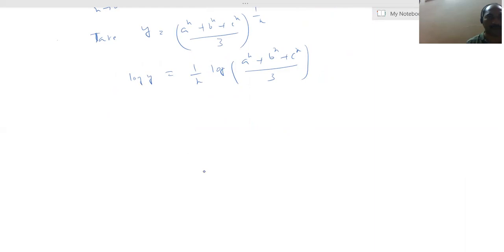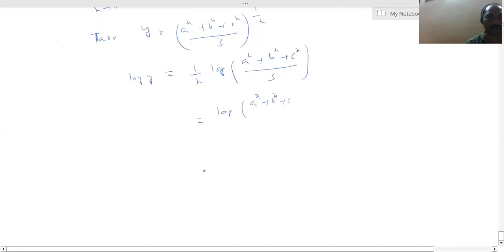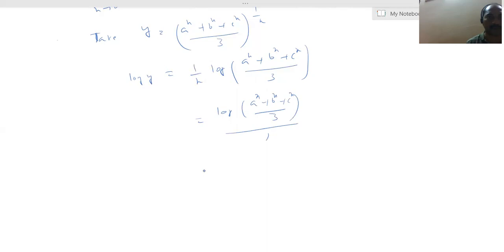This is written in the form log of (a power x plus b power x plus c power x by 3) by x. 1 by a into c. This is nothing but b by a. That's all.